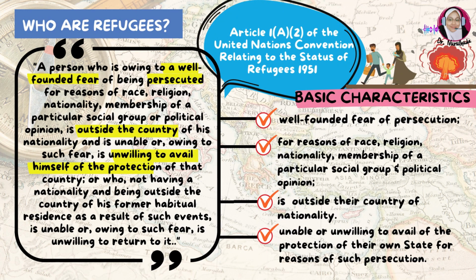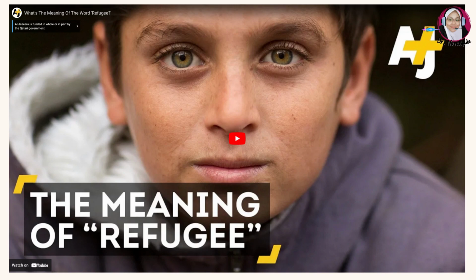All right. So, who are refugees? You can see this definition is from Article 1, Clause 1, Paragraph 2 of the UN Convention relating to the Status of Refugees in 1951. From the definition, we can extract that a refugee is a person who has a well-founded fear of persecution for reasons of race, religion, nationality, membership of a particular social group, or political opinion, is outside the country of nationality, and is unable or unwilling to avail of the protection of their own state for reasons of such persecution. And you can watch another video on YouTube with regards to the definition of refugee. Please take a look at the video.